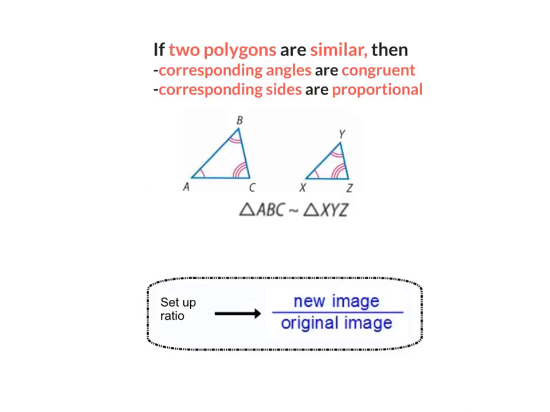If two polygons are similar, then the corresponding angles are congruent and the corresponding sides are proportional. So triangle ABC is similar to triangle XYZ. This symbol here means that they are similar. So they have either been translated, rotated, or reflected, and dilated. If they've only been translated, rotated, and reflected, then they're congruent. So remember the setup ratio. It's the new image divided by the original image.